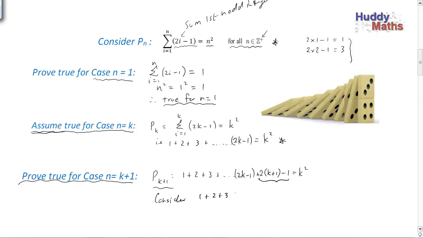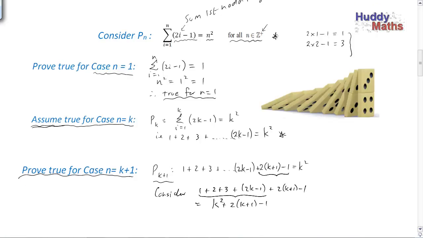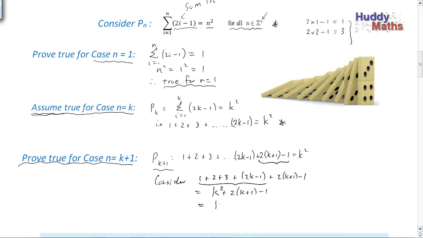So I'm going to write it out here again. 2k take 1 plus the extra k plus 1th odd on the end. Now consider that it equals, now what's this much here? This is our assumed proposition in k. So we're going to say we assume that, so it's k squared plus 2 lots of k plus 1 take 1. Just come down here a little bit. Okay, so this is then k squared plus 2k, expanding this bracket, plus 2 take 1, which is equal to k squared plus 2k plus 1.